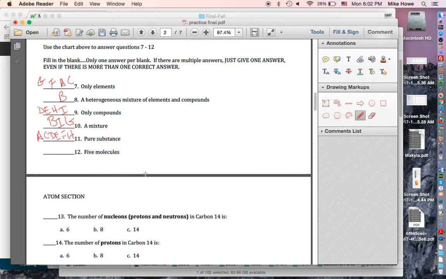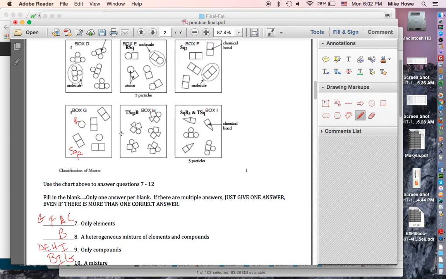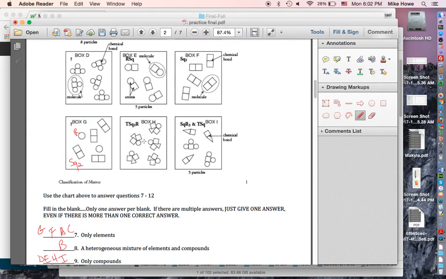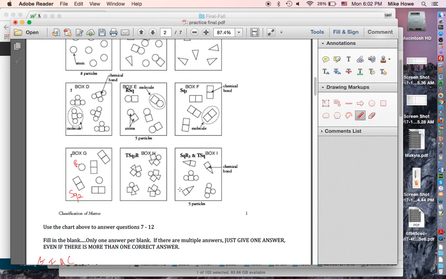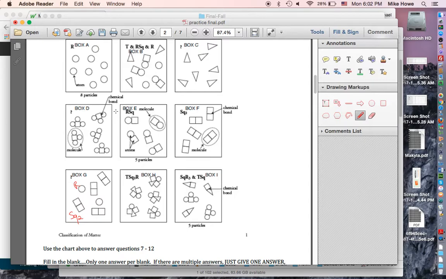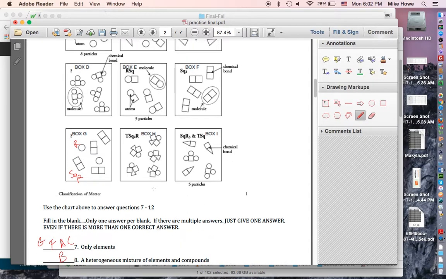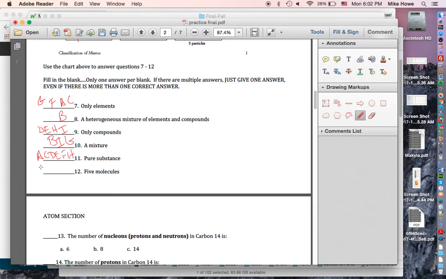And then 5 molecules, there are several of those. I think it could be 5 molecules. There's one. This one has 5 molecules in it. They're not the same kind of molecule, but the question just says 5 molecules. So H, I, E has 5 molecules, F has 5 molecules, D has 5 molecules. These don't up here, so it's D, E, F, H, I. All right, I'll stop there for this section.